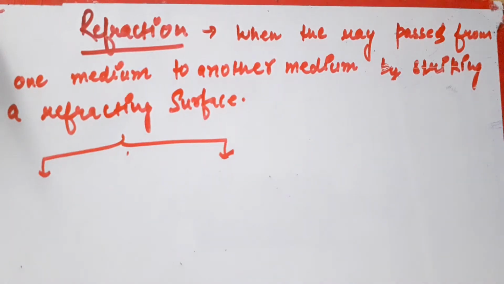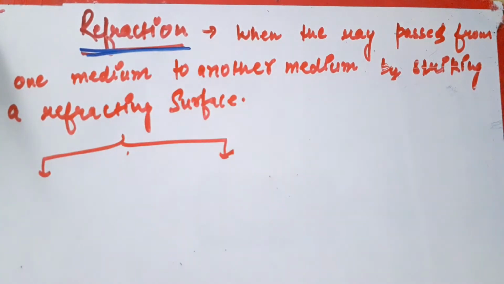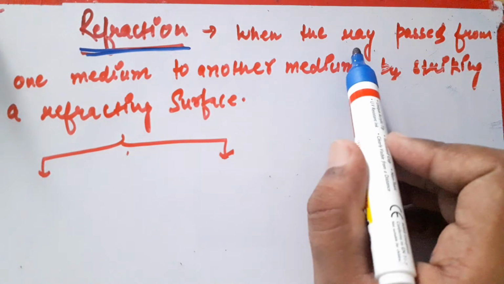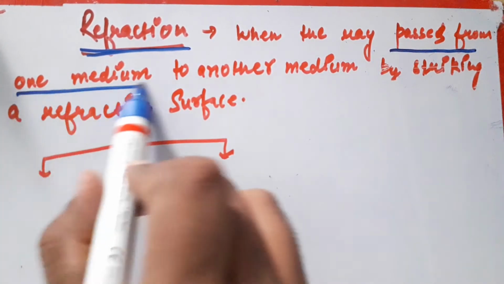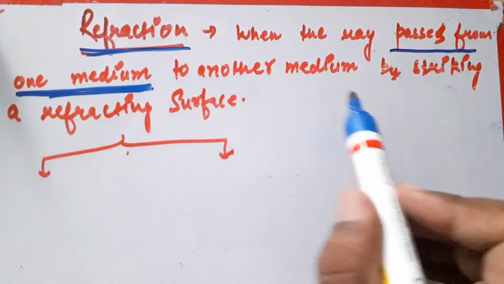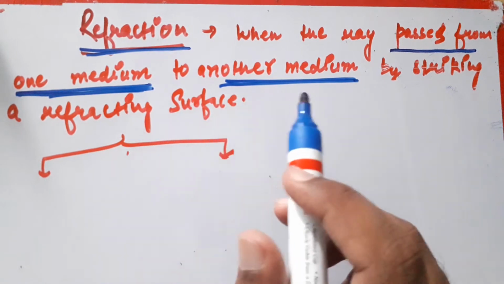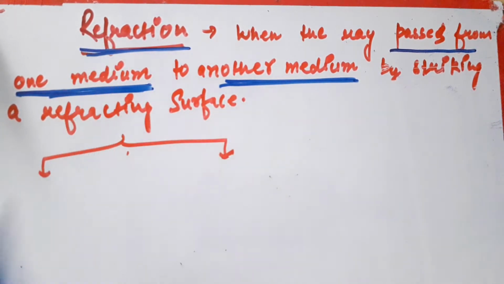So hello everyone, today we are going to study what refraction is, its laws, and the glass slab in this particular video. So what is refraction? Refraction is when a ray passes from one medium to another medium. This is very important to understand. Whenever a ray passes from one medium to another medium by striking a refracting surface, this is called refraction.